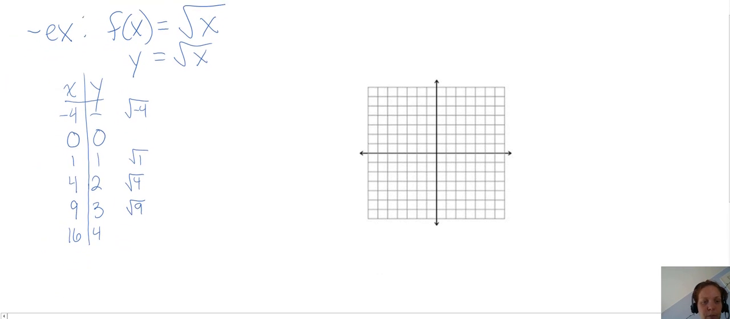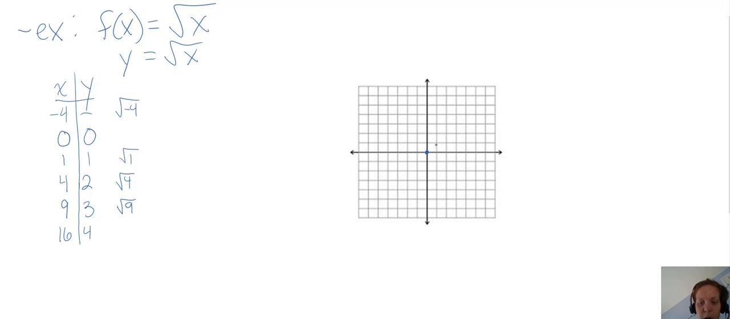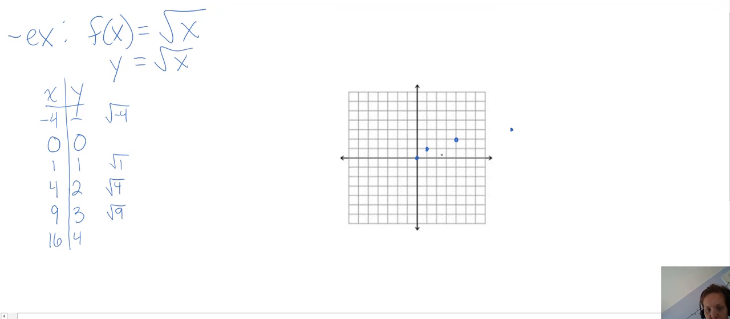So if I graph these now, 0, 0, 1, 1, 4, 2, 9, 3. It looks like I'm off my graph now. So what this is going to look like, it's a curve that starts going up very gradually as we go. So it's like a parabola sideways, but only part of it. So it's kind of like half of a sideways parabola. So this is what the general square root of x graph looks like.